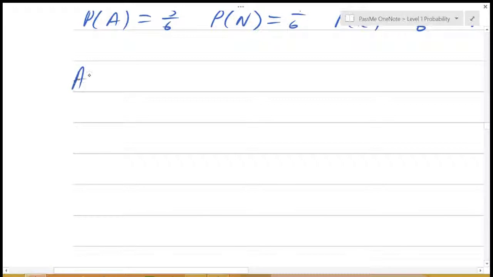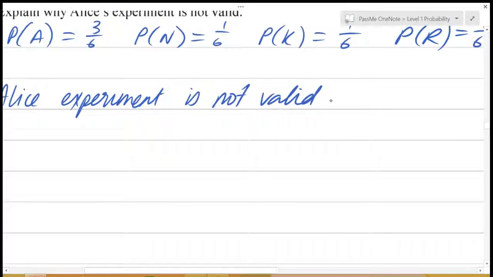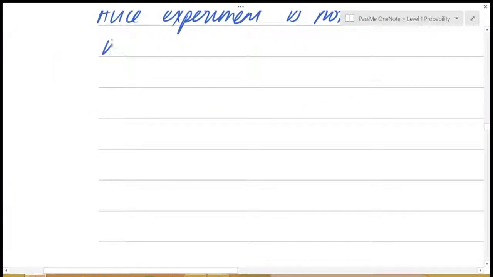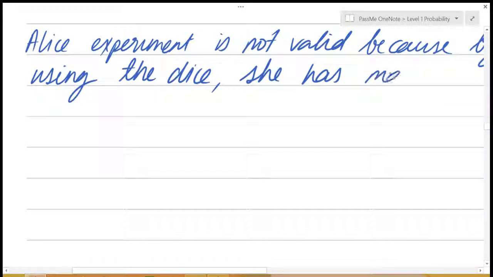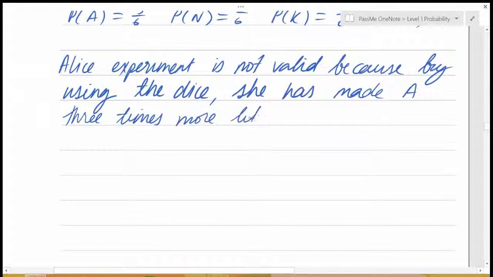So Alice's experiment is not valid because by using the dice, she has made A 3 times more likely to occur than any other letter.